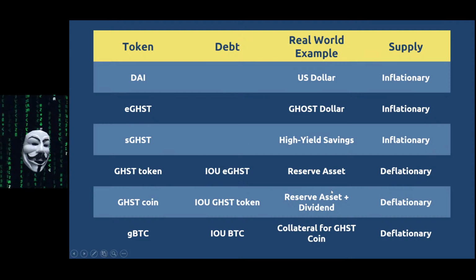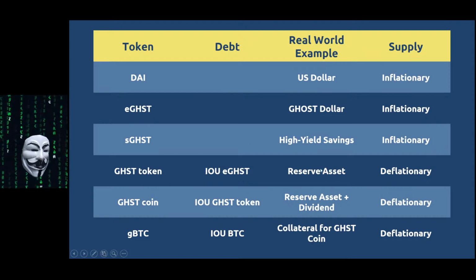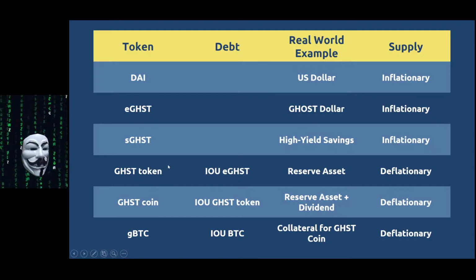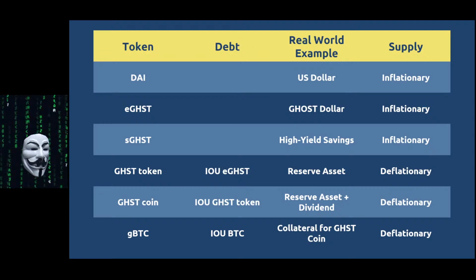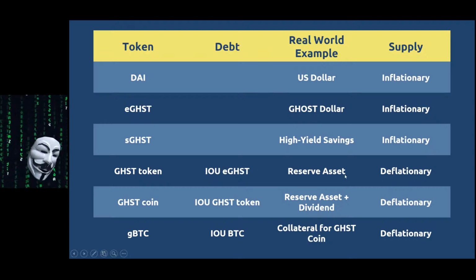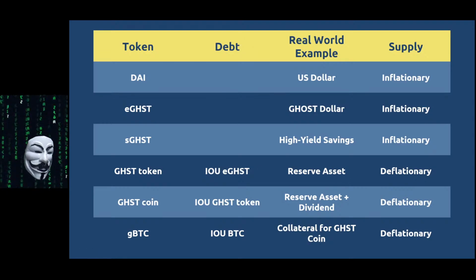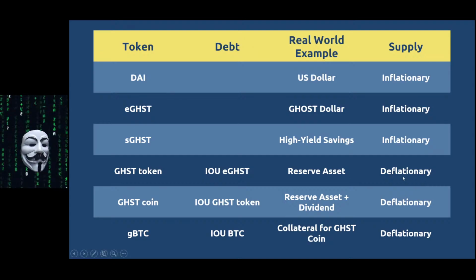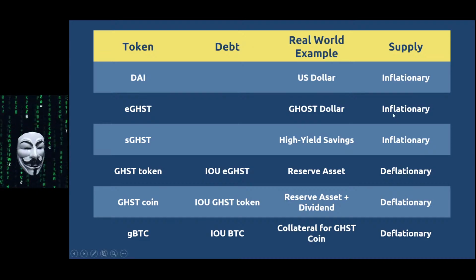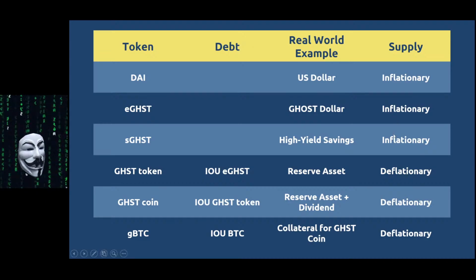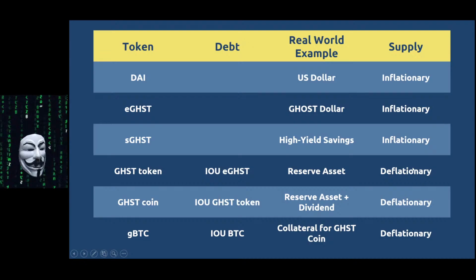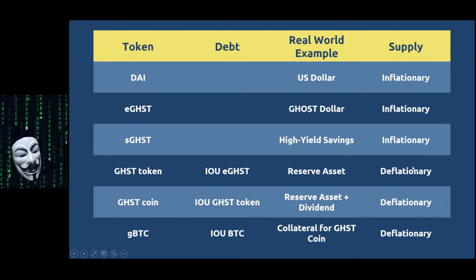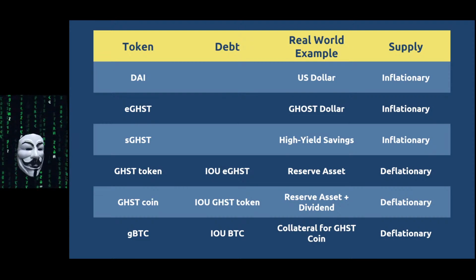So Ghost token is then a reserve asset. So the quantity of Ghost token does not change. It's the price that changes in response to the APY increase. So that's a reserve asset, similar to say gold, similar to say silver, similar to say Bitcoin. And thus, Ghost token is deflationary. That's important. So eGhost, sGhost, inflationary with an upper ceiling. Ghost token is deflationary. But then what happens is, one Whale mentioned an interesting concept.